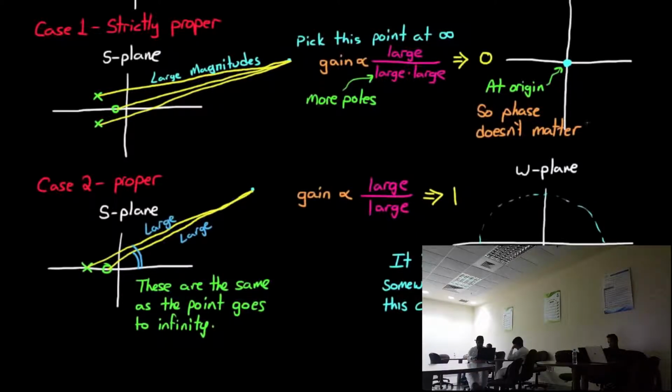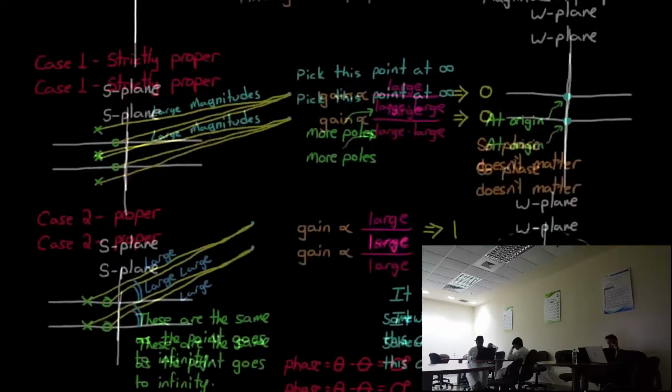So when you subtract the pole angle from the zero angle, you always get 0 degrees, which means that this entire line maps to a single non-zero point on the real axis. So it maps to 0 for strictly proper systems, and a non-zero but positive real number for non-strictly proper systems.